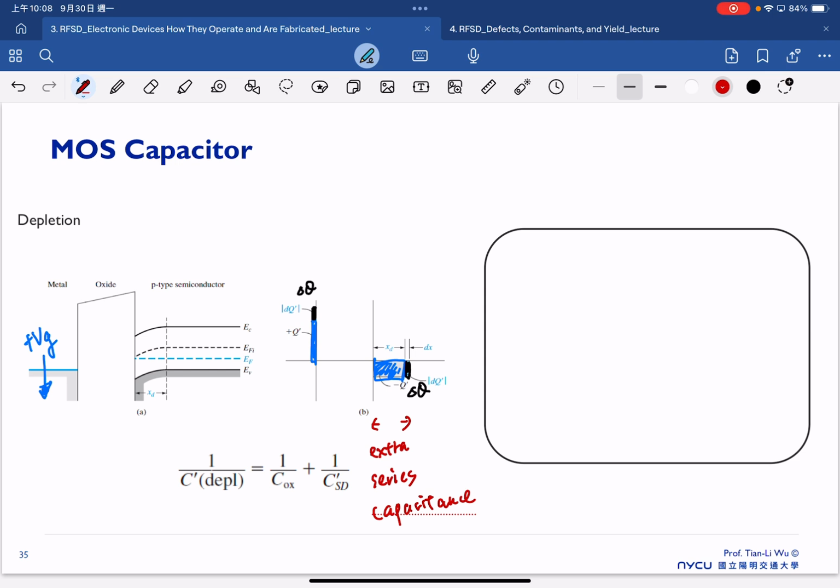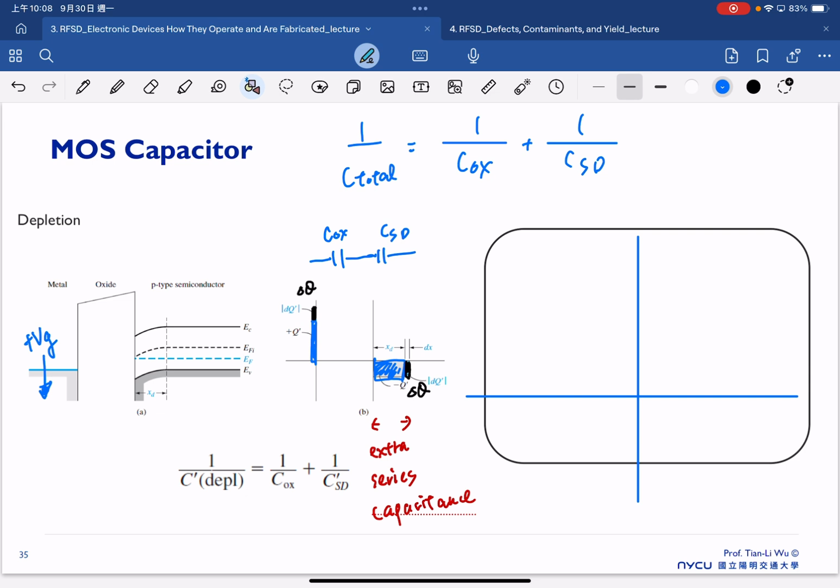So therefore, our total capacitance C is equal to Cx in series with CSD here. So now our total capacitance is equal to 1 over Cx plus 1 over CSD here. So now we can expect, if once again we plot capacitance versus voltage.